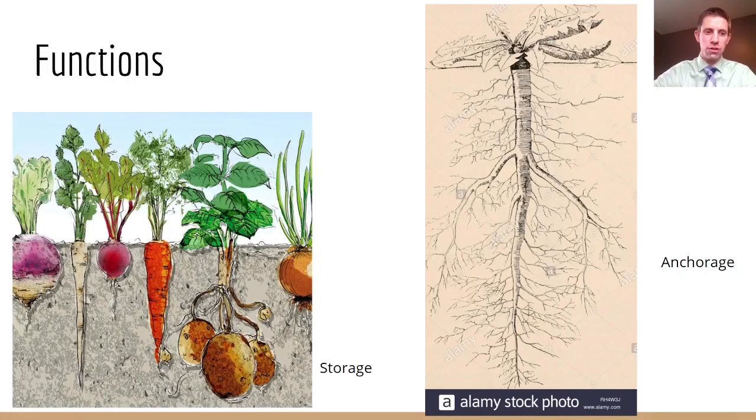Another is for storage. This image is good here because it shows lots of different types of foods that we consume where there's a lot of storage in the roots for these plants. You know, from the beets to the carrots, the potatoes, these are plants that have committed the storage of extra nutrients down into their roots.